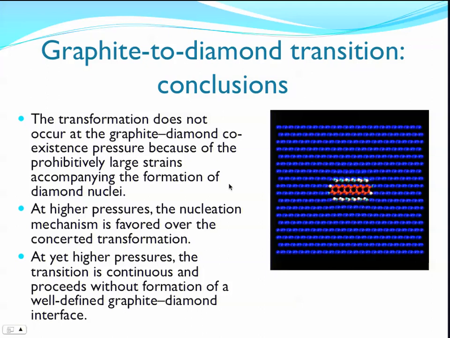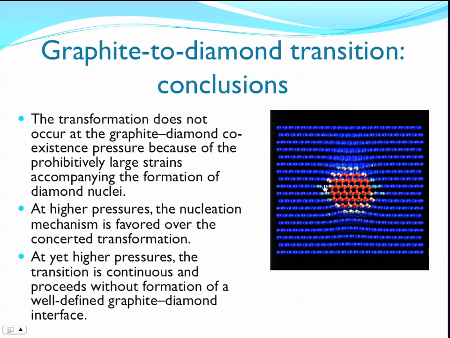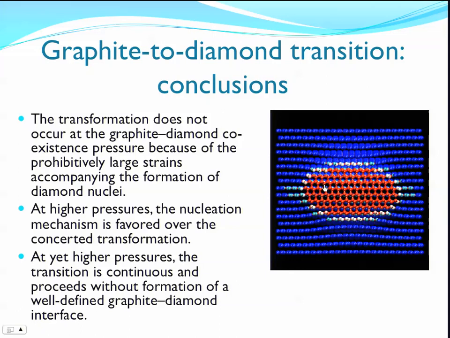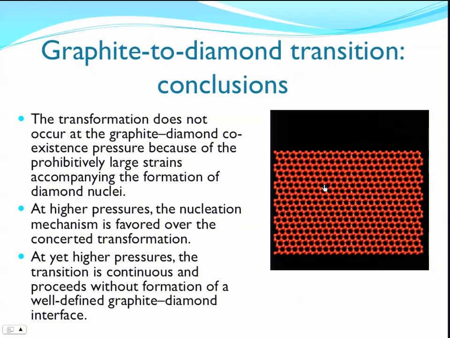And before going to sodium, I want to show you a short movie of diamond growth inside a graphite matrix. You see that red atoms are in diamond configurations and blue atoms are in their graphite configurations. As the nucleus grows, eventually the entire crystal collapses to diamond.